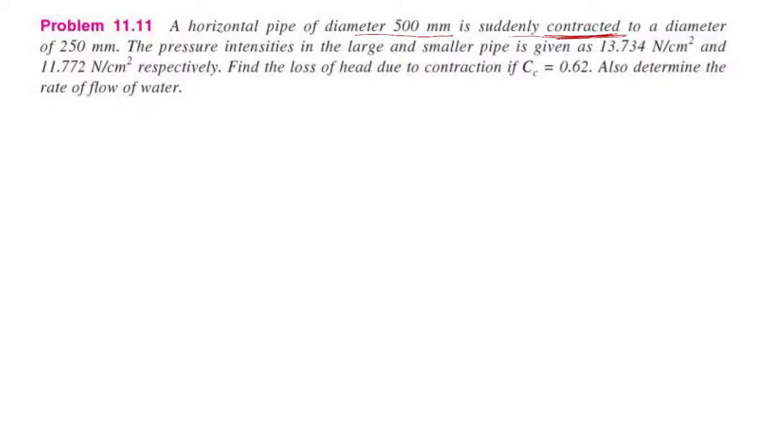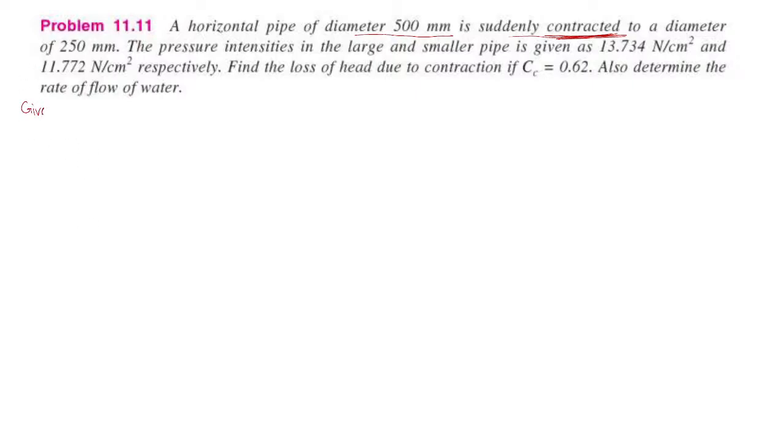So a horizontal pipe of diameter 500 mm is suddenly contracted to a smaller diameter. The pressure intensities in the large and the small pipe are given. Find the loss of head due to contraction. If the contraction coefficient is 0.62, also determine the rate of flow. Okay, so let's see how to proceed step by step.